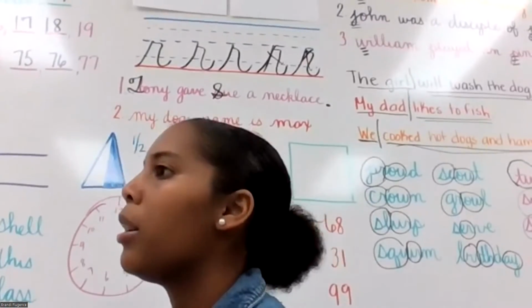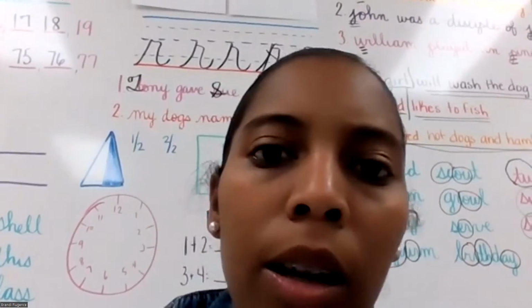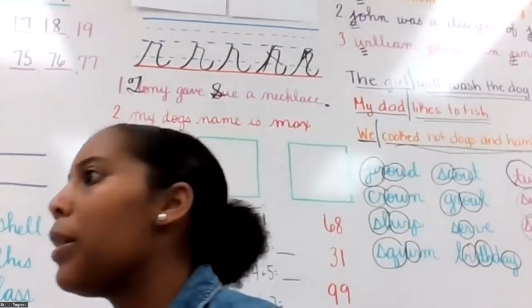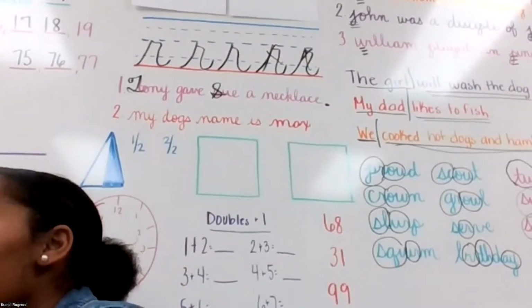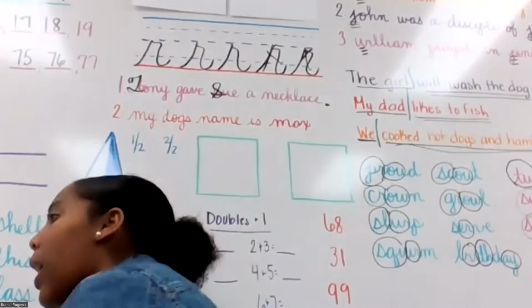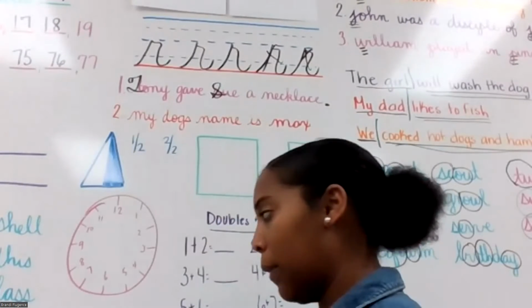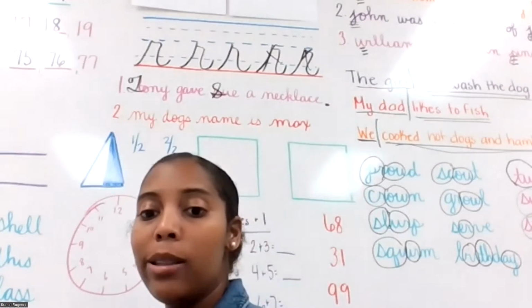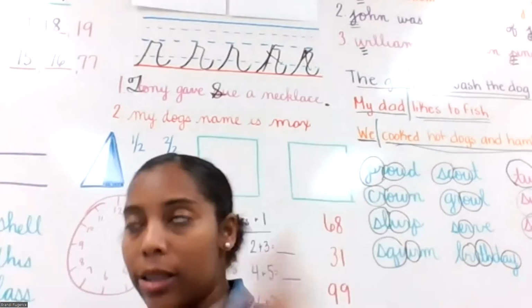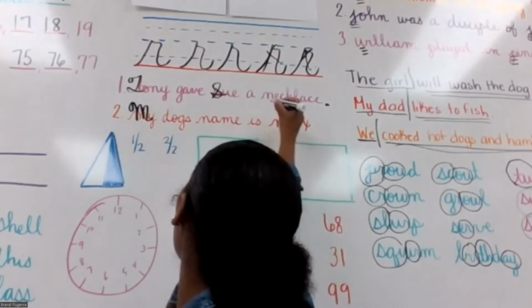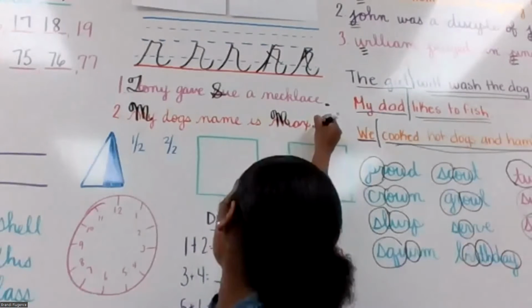All right, my dog's name is Max. Okay, good, Asa. Okay, we're missing a period. All right, good. So guys, remember, you have to put that period as well. It's great you're capitalizing, but we have to put the period too. That's how we finish the sentence. So my dog's name is Max. We start with a capital M for Max, and then a period.